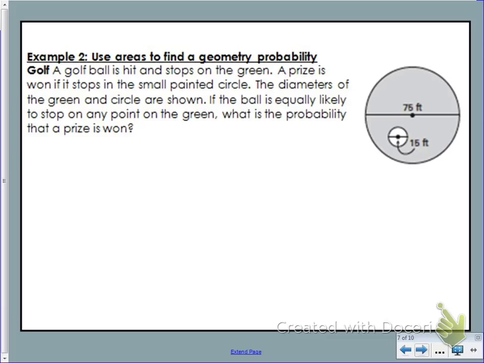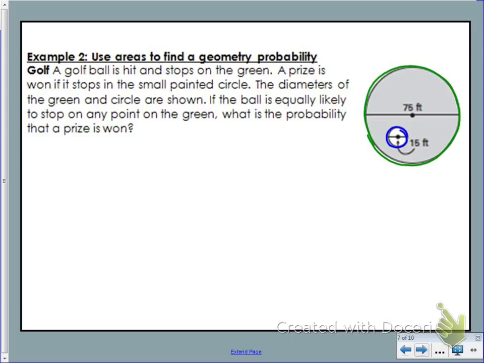So now we're not going to be seeing a number line. That's when we're dealing with lengths. Now we're going to see two-dimensional figures such as this. So it says a golf ball is hit and stops somewhere on the green. So it hits somewhere within this circle. A prize is won if it stops in the painted circle. So we're saying that a prize is won if it stops in this white painted circle. The diameters of the green and circle are shown.